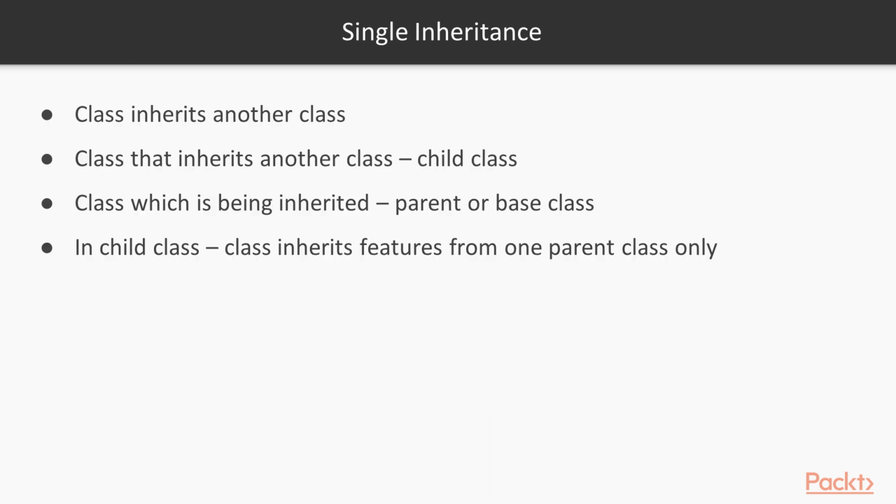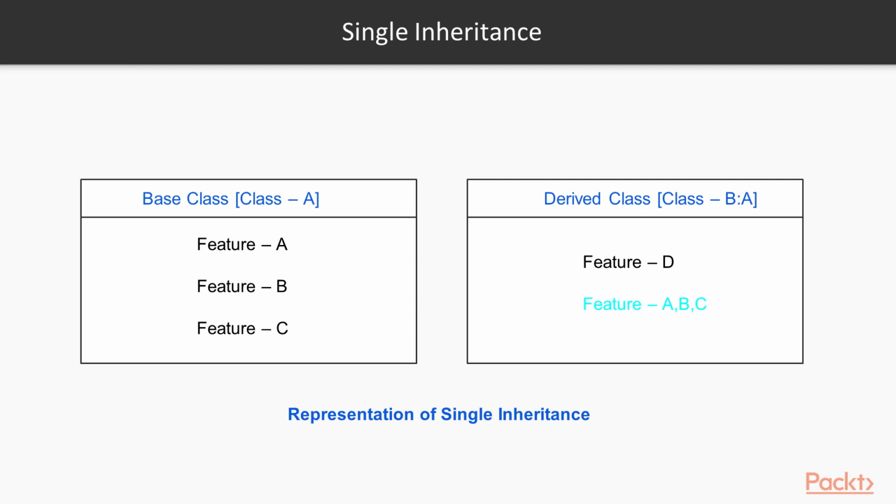Now, it's time to discuss inheritance types. The first, single inheritance. Single inheritance is when a class inherits another class. A class that inherits another class is called a child class, and the class which is being inherited is called a parent or base class. In the child class, the class inherits features from one parent class only. Here's the representation for single inheritance. The diagram shows Class B inheriting Class A. Class B can reuse all features, that is, A, B, and C, including its own feature, that is, D. Visibility or reusability of members in inheritance depends on the protection levels.